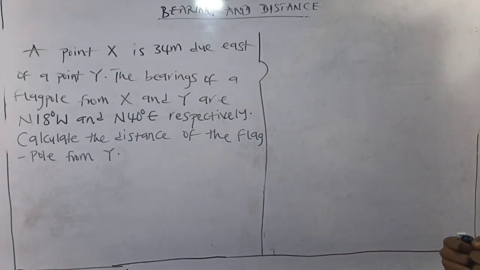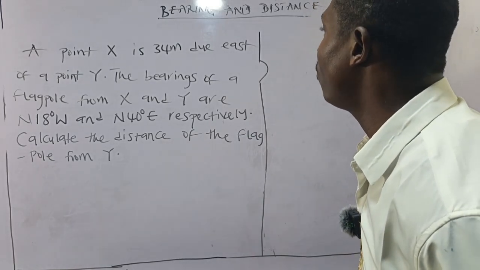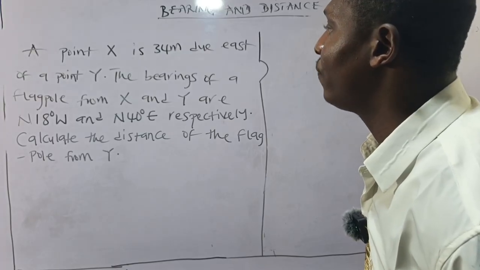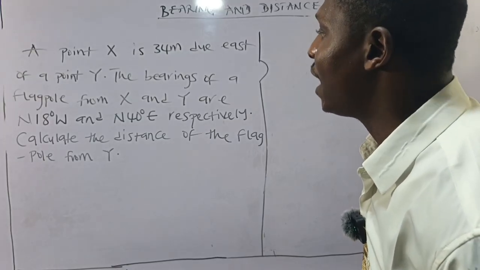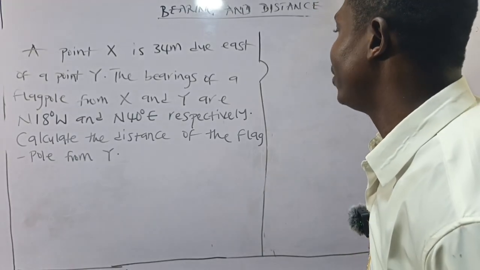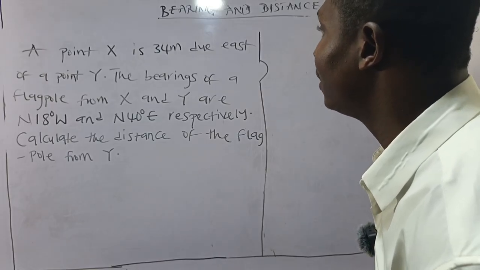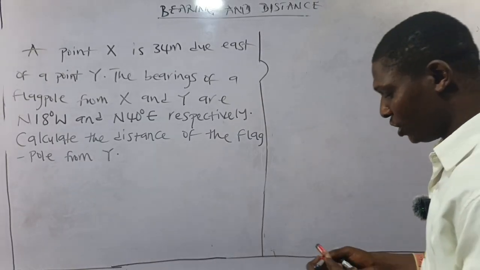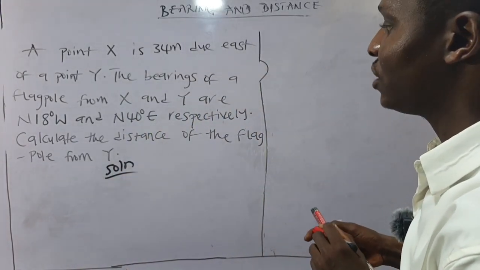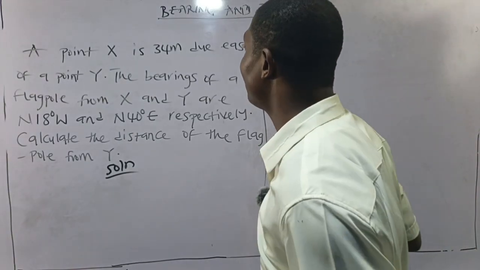We have a question on the whiteboard. It says, a point X is 34 meters due east of a point Y. The bearings of a flagpole from X and Y are N 18 degree W and N 40 degree E, respectively. Calculate the distance of the flagpole from Y. Now, how do we sketch this? Let's try to get a diagram, because the diagram is of great importance. If we can get a diagram, then the problem is half solved already.